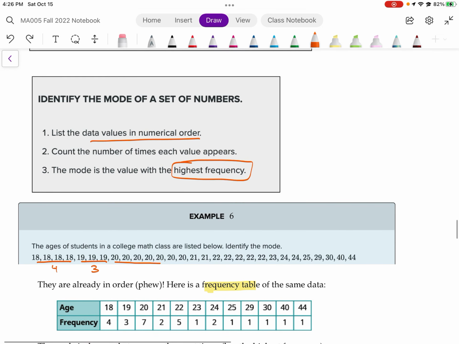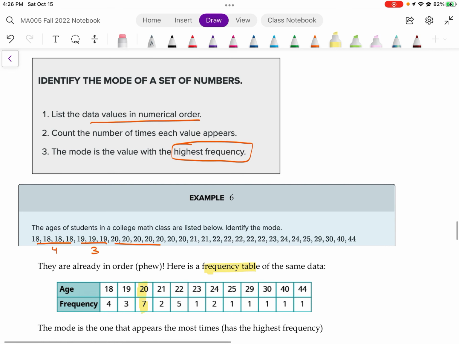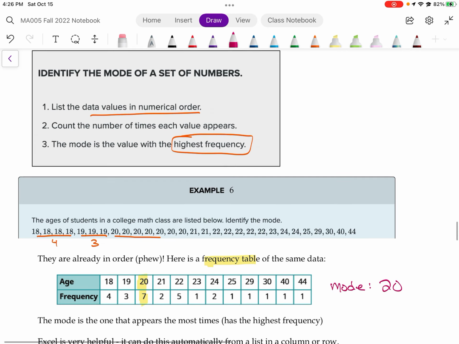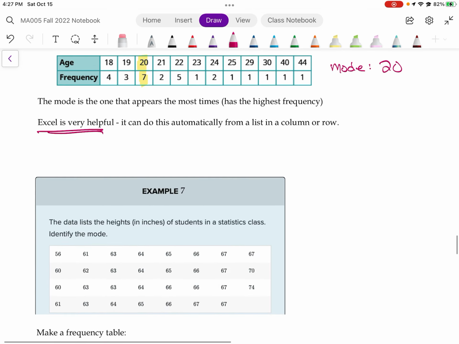All right, so the mode is the one that appears the most times. It has the highest frequency. Which one is that? I see that 20 has the highest frequency, which is 7. So what is the mode? Is it 7 or is it 20? The mode is 20. It's the number that appears the most, and we don't even have to say how many times it appears. It's 20. All right, so Excel is very helpful. When you've got a lot of numbers, it can do this automatically for you. You won't see that in this class, but in a science class or something, you're going to use Excel.